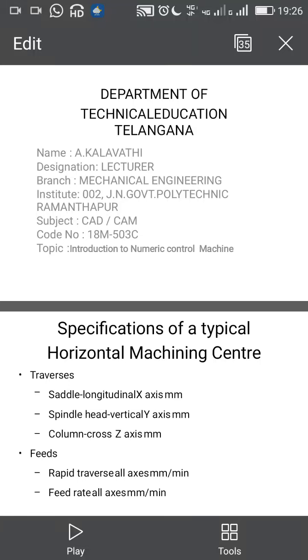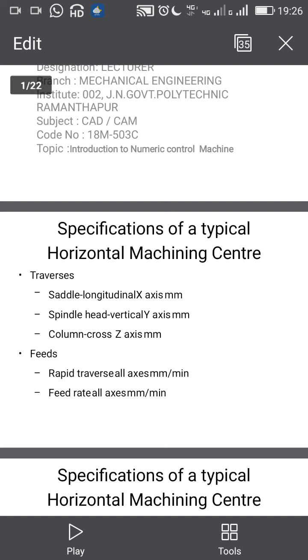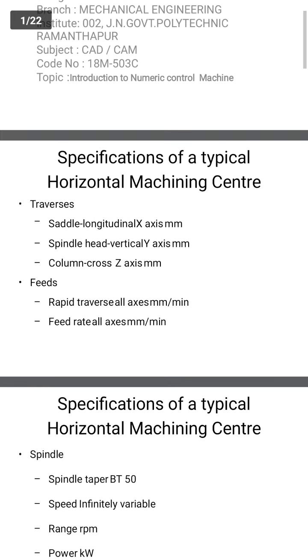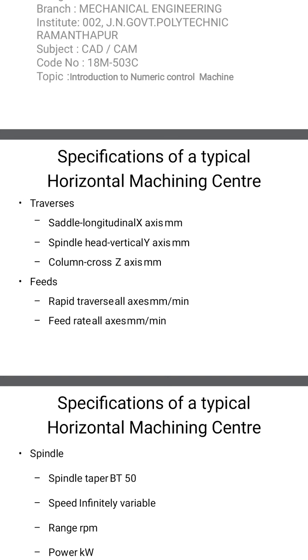Today we'll see the specification of each horizontal machine and vertical machine. Okay, so what is the specification of a horizontal machining center? We'll see. Specification means the longitudinal x-axis, spindle head vertical axis, column and cross z-axis, feed rate, how much feed rate we are giving, spindle speed, how much we'll give, like that. So all these are specifications.